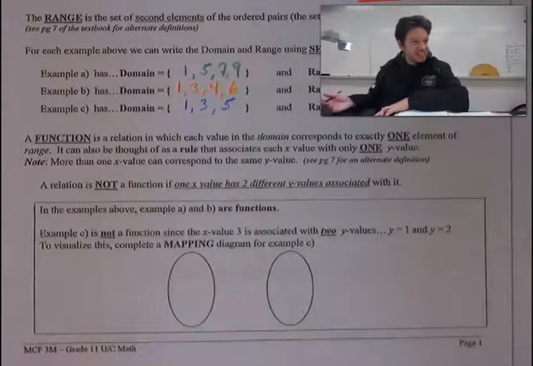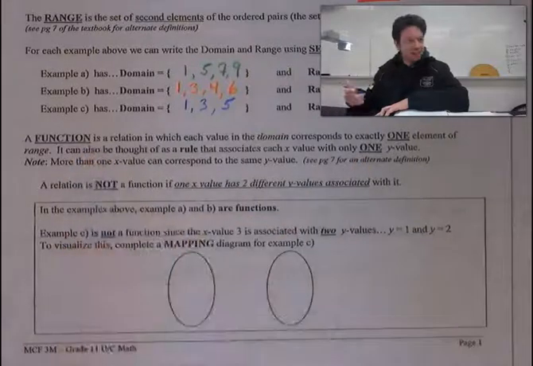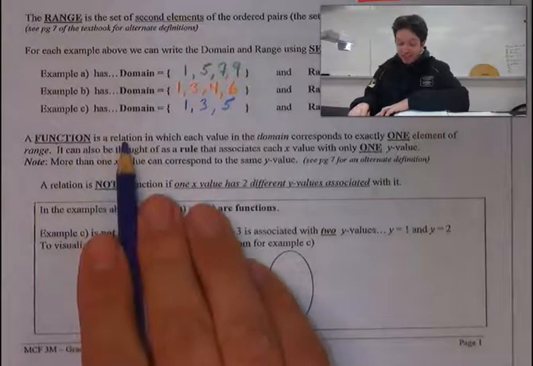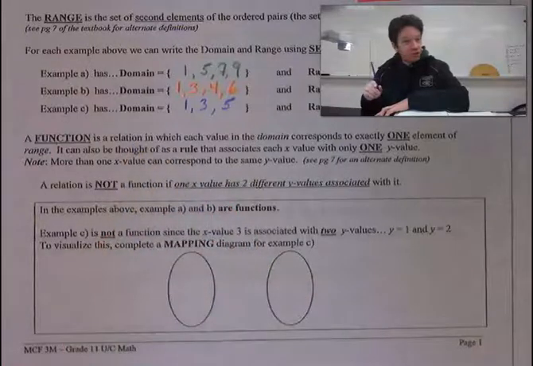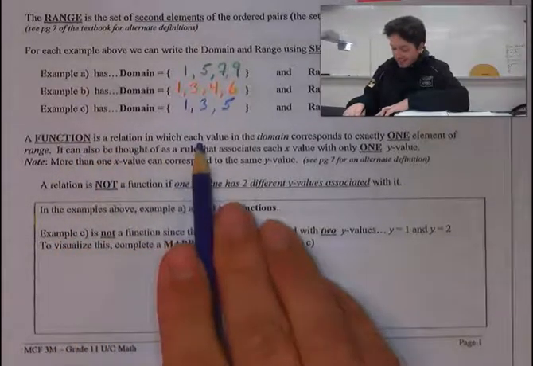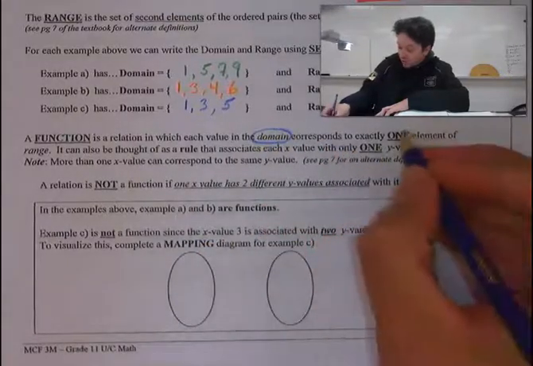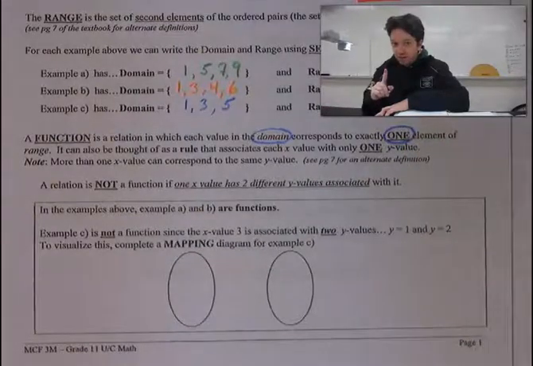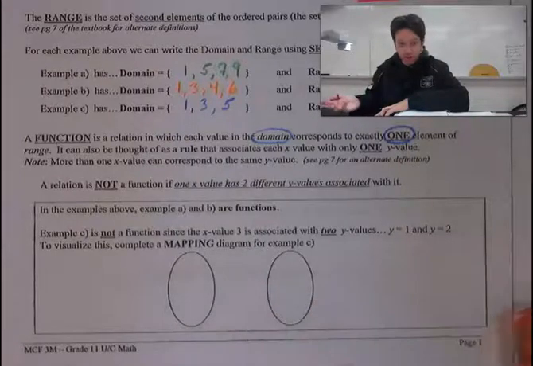Okay, so a function can be initially complicated, but it's actually not too bad. Let me slowly go over the definition, and then I'll explain it to you in a couple different ways. A function is a relation. That's an important thing. So all functions are relations. But, very important, not all relations are functions. So let's find out why. A function is a relation in which each value in the domain, so each domain value, corresponds to exactly one element in the range.